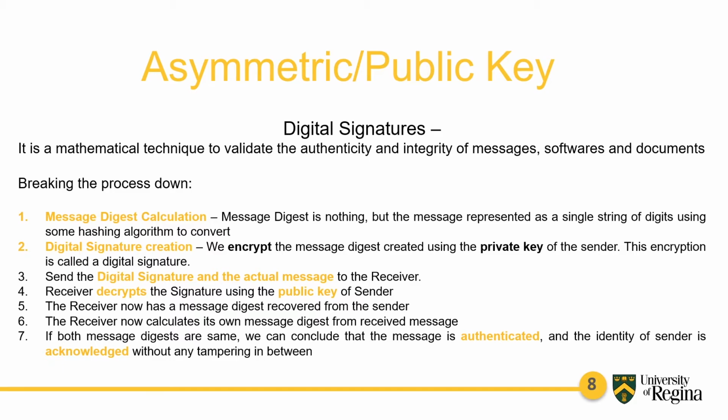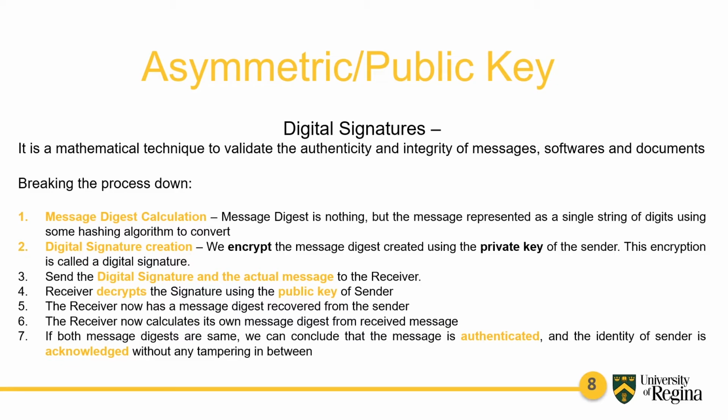Number one, we can create a message digest. A message digest is nothing but a single string of digits derived from the message that is to be sent. Now, how do we convert the message to this string? We send the message into some sort of hashing function which produces as an output the string of digits. Number two, we can now create a digital signature by encrypting the message digest with our private key. We can then send this digital signature along with the original message to the receiver.